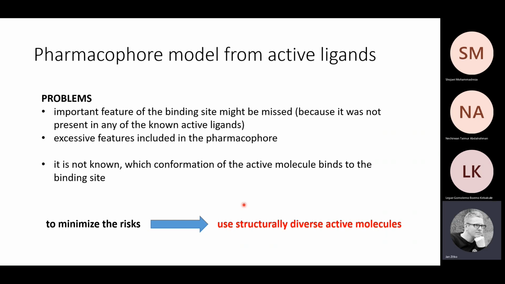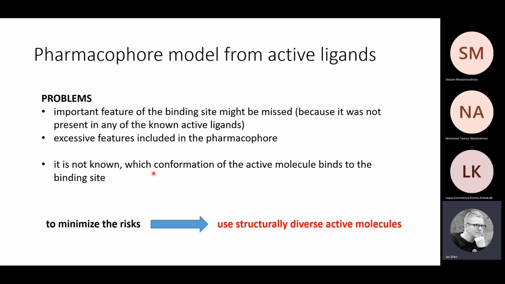Okay, so pharmacophore model from active ligands. I have described the greatest risk, which is that if you use structurally uniform ligands, you will end up with pharmacophore models which are optimized for that structure, but not for any other structure. Probably. Another problem which I should mention is the conformation, actually.